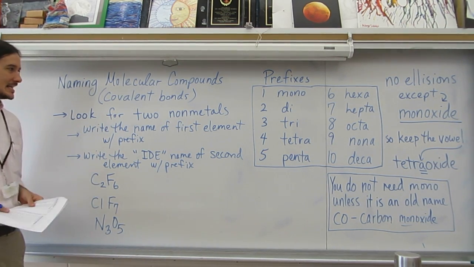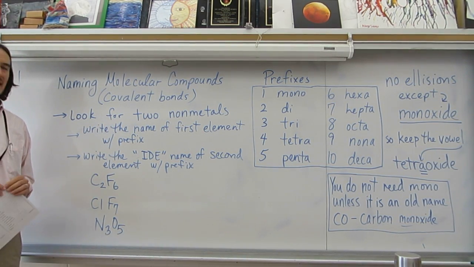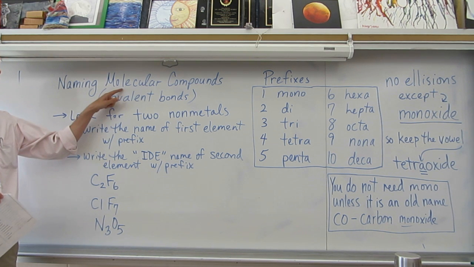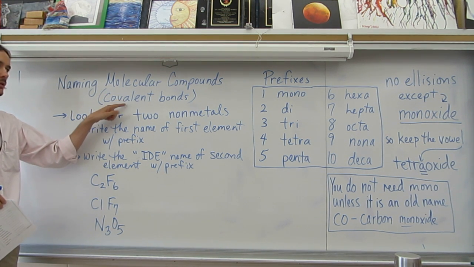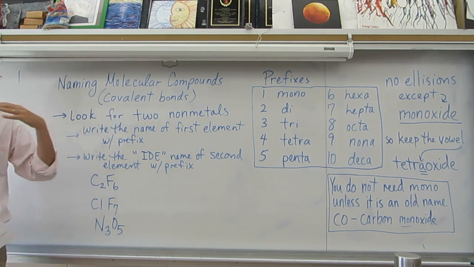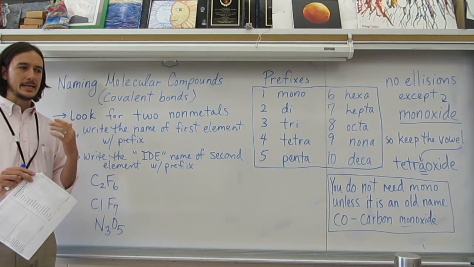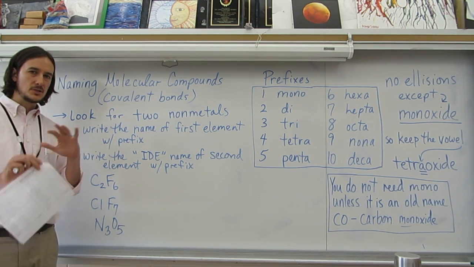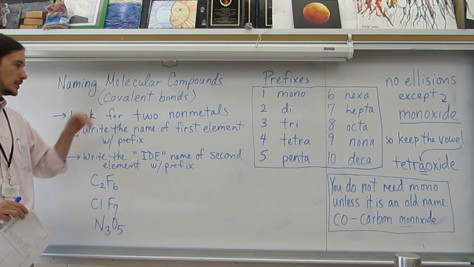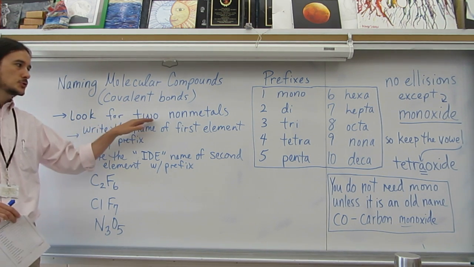So we've got naming molecular compounds. Molecular compounds are put together with covalent bonds. So this is something to point out to yourself right now. It's maybe not something that you get yet, but with covalent bonds, you're going to be looking for two nonmetals.